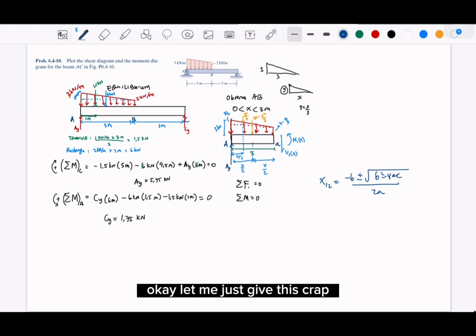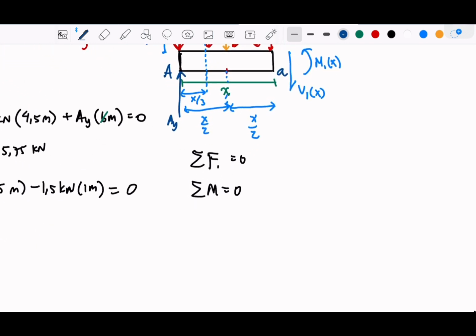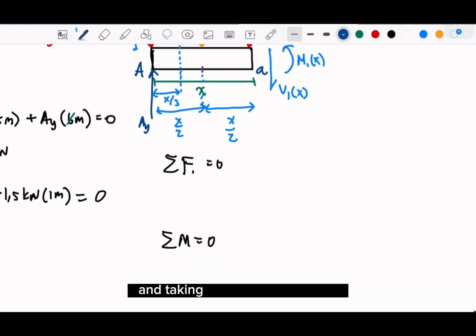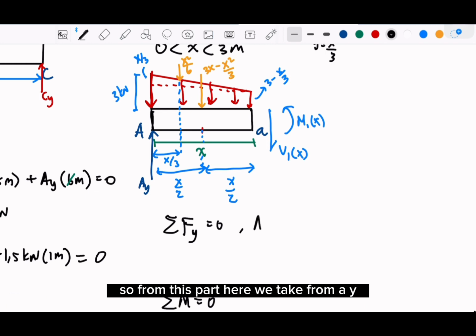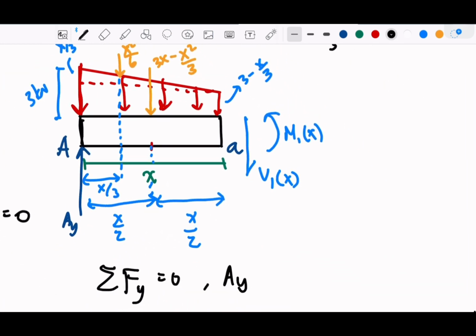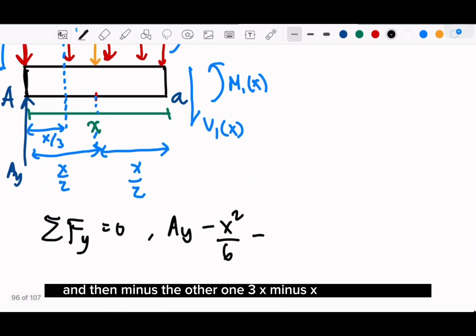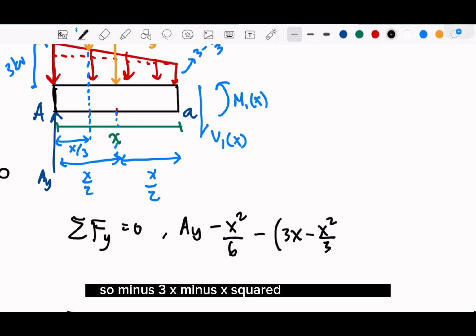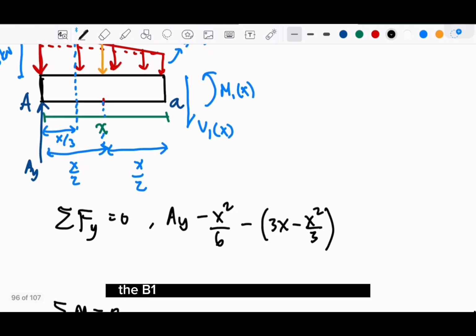Okay, let me erase this for a while. Let's start by taking these small segments and applying both statics equations. Let's take sigma Fy equals 0. From this part here, we take AY, and then we have the yellow forces, these two, so minus x squared over 6, and then minus 3x minus x squared over 3. And then what else do we have? The V1, so minus V1, this is equal to 0.